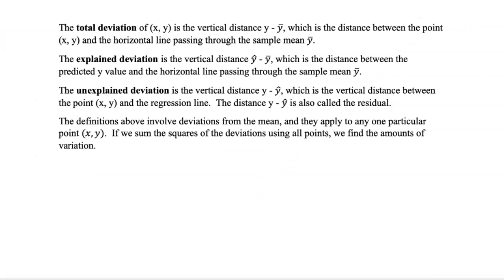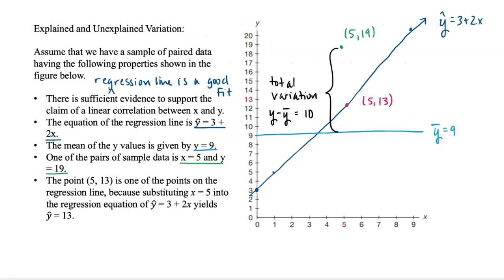Now let's look at our next type of variation. Then we have the explained variation, which is the vertical distance between the predicted y value, which we call y hat, and the horizontal line passing through the sample mean. So we've got the explained variation. This is going to be y hat minus y bar, and in this case, 13 minus 9 is 4.